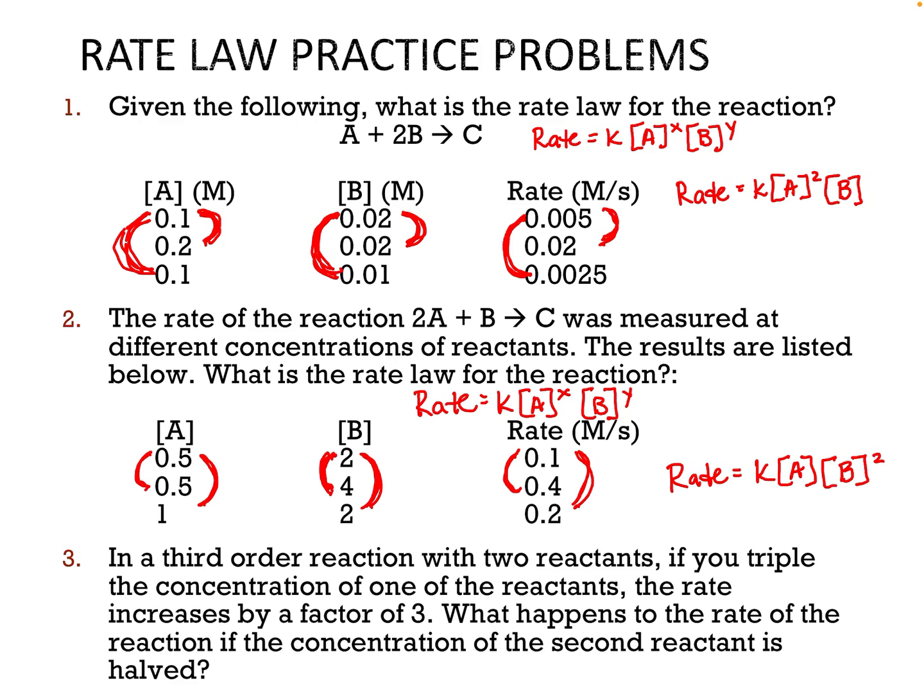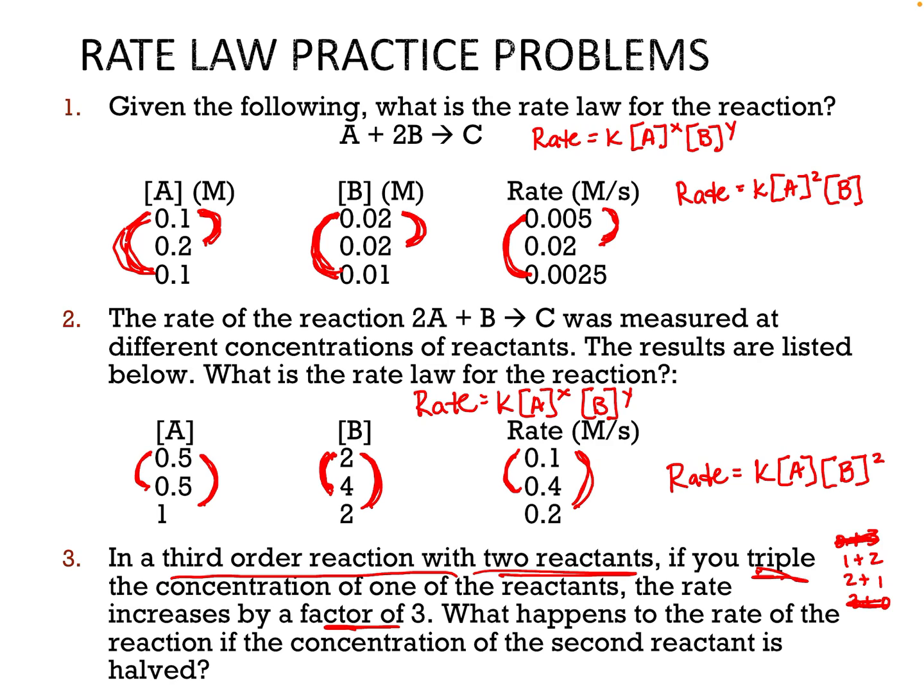Okay, so the last one is a little bit trickier. This says it's a third order reaction with 2 reactants. So we know that the exponents are all going to add up to 3. So we can have 0 plus 3, 1 plus 2, 2 plus 1, or 3 plus 0. Those are kind of our options. It says if you triple the concentration of one of the reactants, the rate increases by a factor of 3. So we're tripling the concentration and it increases by a factor of 3. That should tell you that one of them is first order. So it can't be this, can't be that.